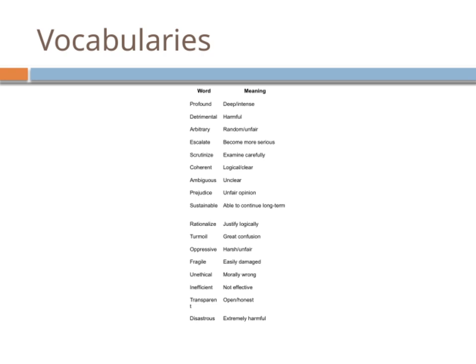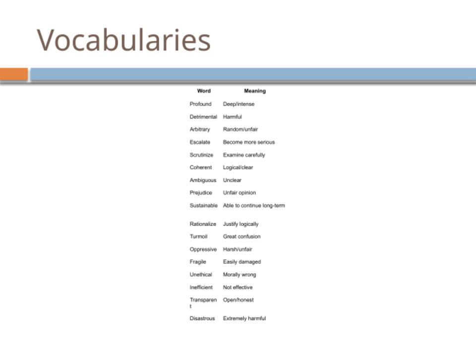Prejudice involves having an unfair opinion about someone or a group, often based on stereotypes rather than facts. Moving on, sustainable describes something that can continue long-term without depleting resources or causing harm, which is crucial for responsible decision-making. Sometimes we try to rationalize or justify something logically, even if it might not be entirely fair or true.